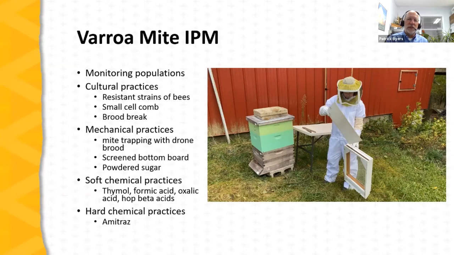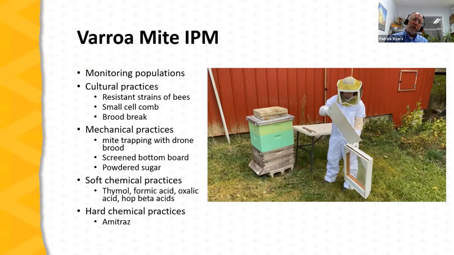Small cell comb. There's evidence that using foundation that is just a tad smaller than traditional foundation will lead to cells that are a bit smaller, and that these cells don't provide as good a habitat for the reproduction of varroa mite as a more traditional size cell. And then something that's called brood break is helpful as well. Mechanical practices. You can actually trap mites within drone brood.